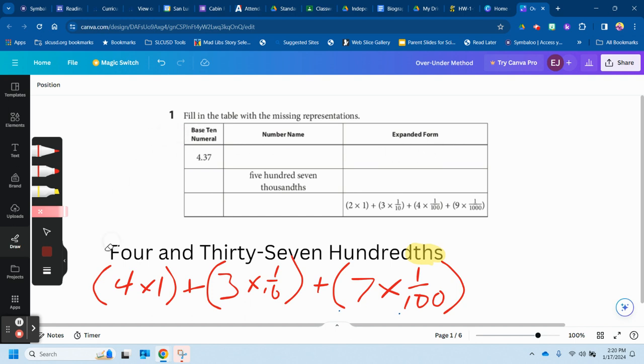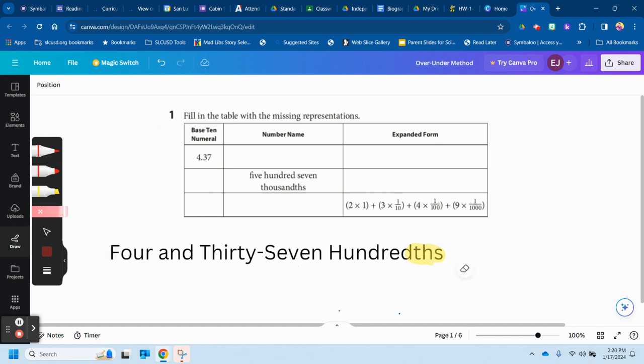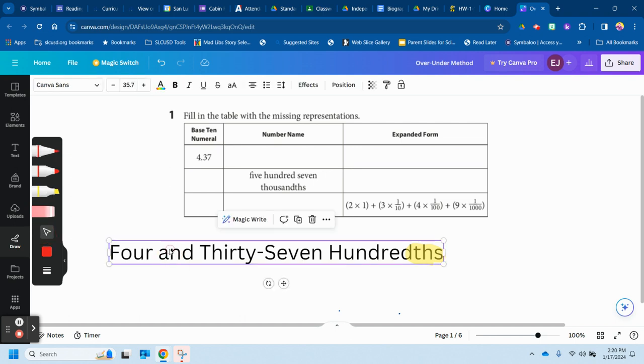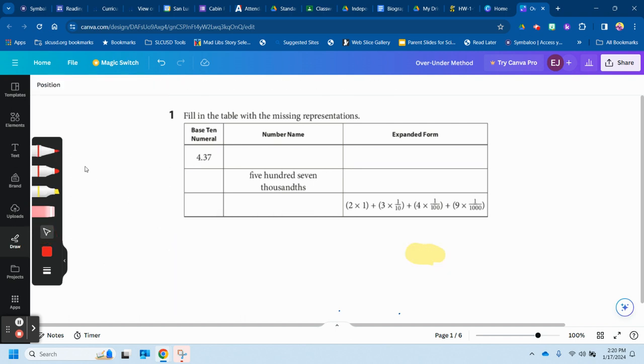But I want to do the next one, which is a little bit different. It was a little trickier. 507 thousandths. So do we hear any ones there? Do we hear anything? We don't. So there are no ones. This is a number that's less than 1.